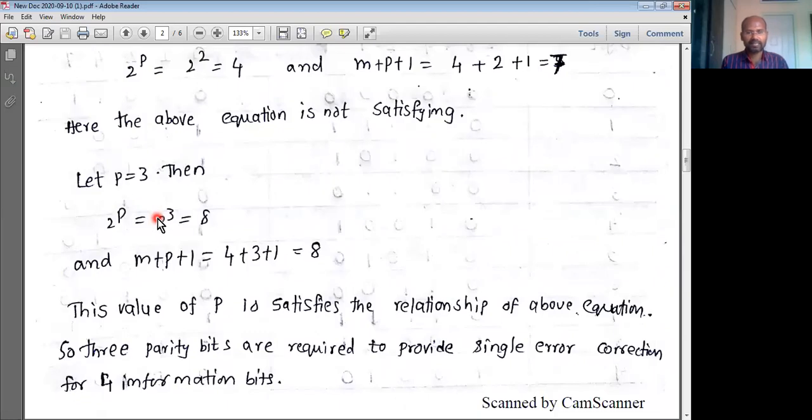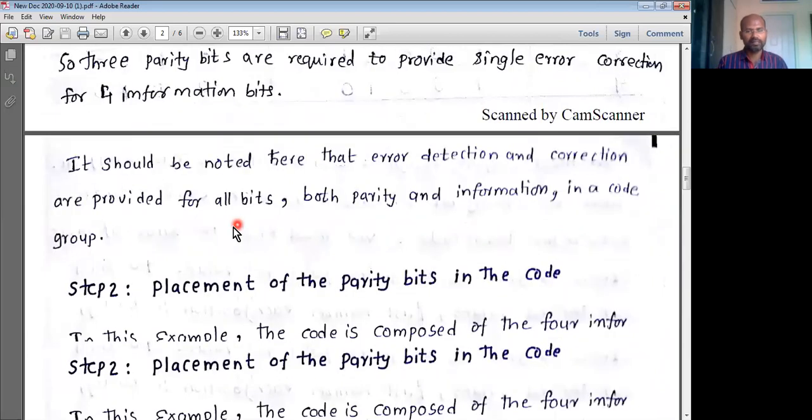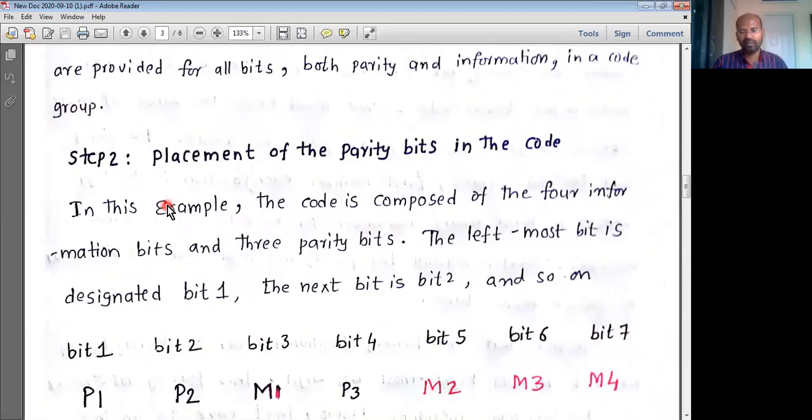Right. Next, we go to step 2. If you do not follow this, anyway we will solve one or two examples, then it will be clear to you. Just follow the steps, and if you have any doubts, they will be cleared while doing the examples. Next, step 2. What is step 2? Placement of the parity bits in the code.